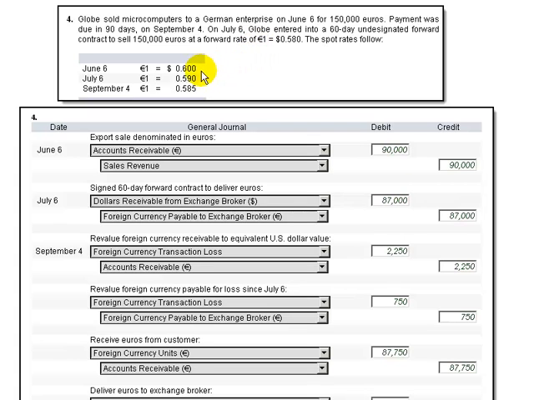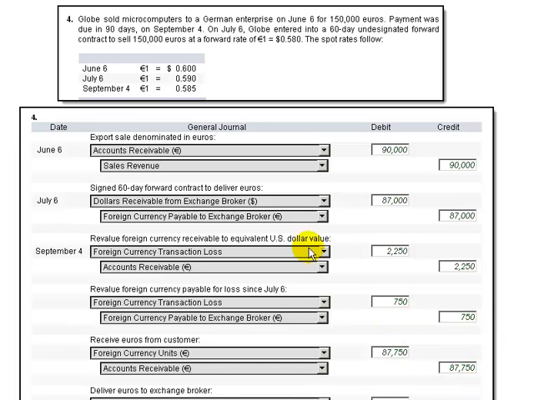So here's the exchange rate of dollars to the euros, and now we see the transactions again. We record the sale, we record the entry to record the signing of the forward contract to deliver the euros, right? So we're showing the receivables and the payable. We then revalue the receivable on September 4th. We revalue the payable and record a loss. We receive the euro from the customer, deliver it to the exchange broker.